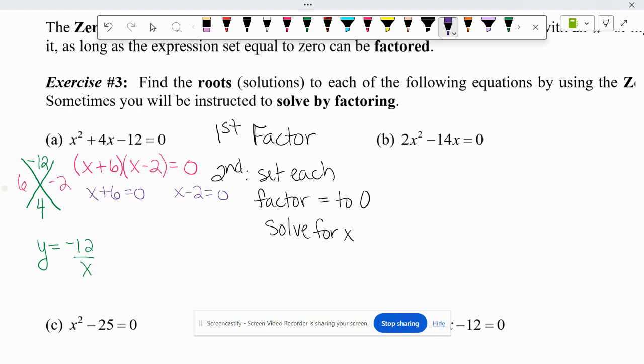So how do I solve x plus 6 equals 0? What do I do, Jansen, to get x all by itself? Carla, pick your head up. How do I get x all by itself, Jansen? Right here. What do I need to do to get x by itself? Subtract 6 from both sides, right? Yes. x equals negative 6. That's the first place that it crosses the x-axis. And on the second one, I'm going to add 2 to both sides. So the other place that I cross the x-axis is at positive 2.